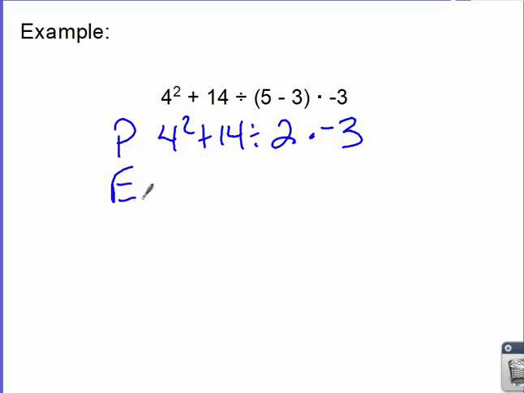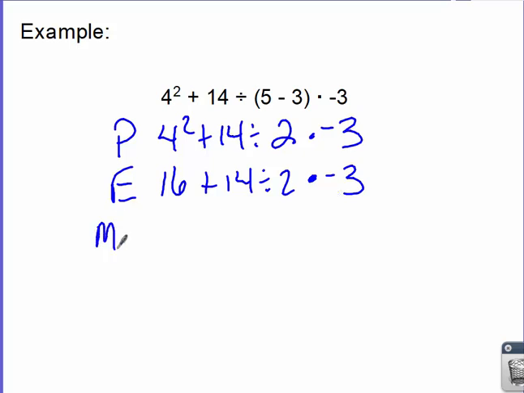Now I'm ready for exponents. That's 4 squared. Now we know that 4 squared does not mean 4 times 2. It means 4 two times. So 4 times 4 gives you 16 plus 14 divided by 2 times negative 3.